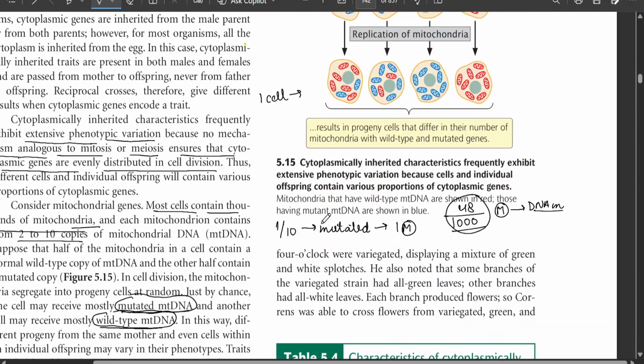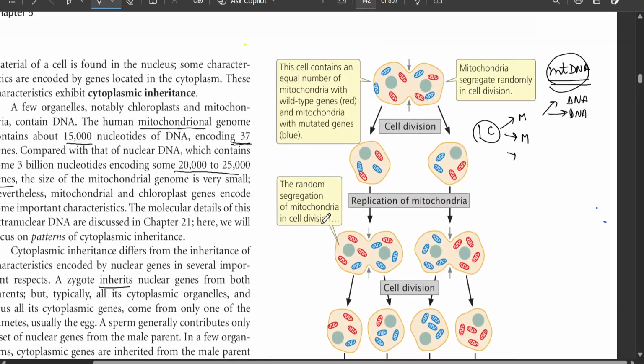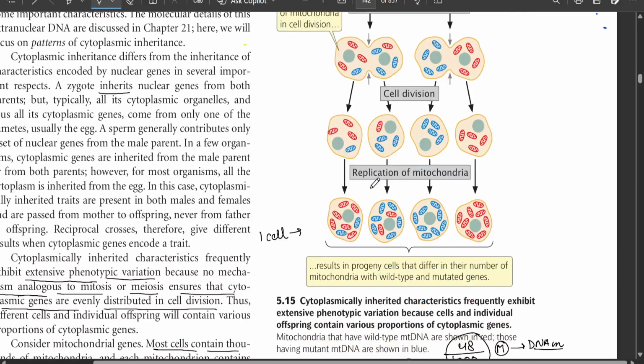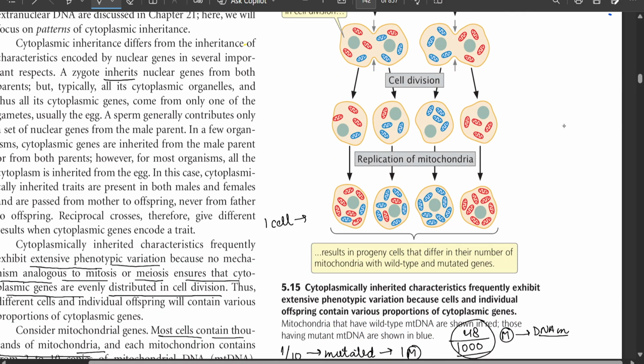Now here we can also take one of the examples. See, there is a cell division occurring here and the mitochondria are segregating randomly in the cell division. Suppose these blue colored are the mutated mitochondria and the red ones are the normal mitochondria. There is an equal chance of getting any kind of mitochondria in the resultant cells. So it results in progeny cells that differ in their number of mitochondria with wild type and mutated genes. Some of them may receive wild type, some may receive mutated, or some may receive both. So this is a clear cut cytoplasmic inheritance example.